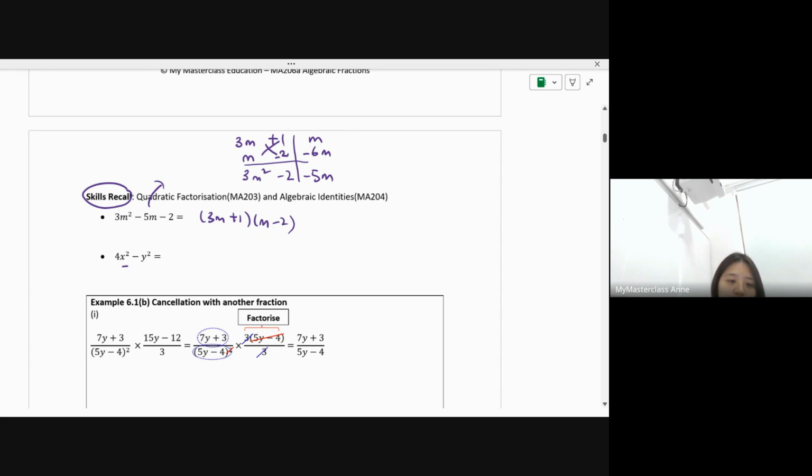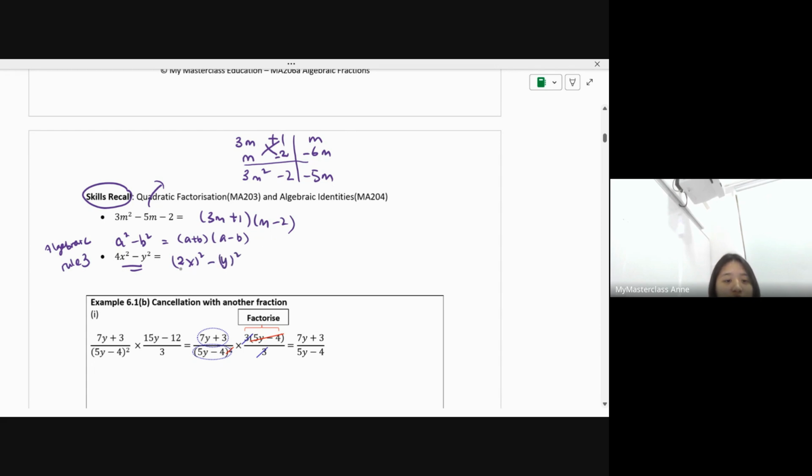For this one, how do we factorize it? Basically, can you notice that this is a squared minus b squared, which is your algebra identity rule 3. a squared minus b squared, I get a plus b times a minus b. Now, a squared minus b squared, I know that is 2x squared minus y squared.